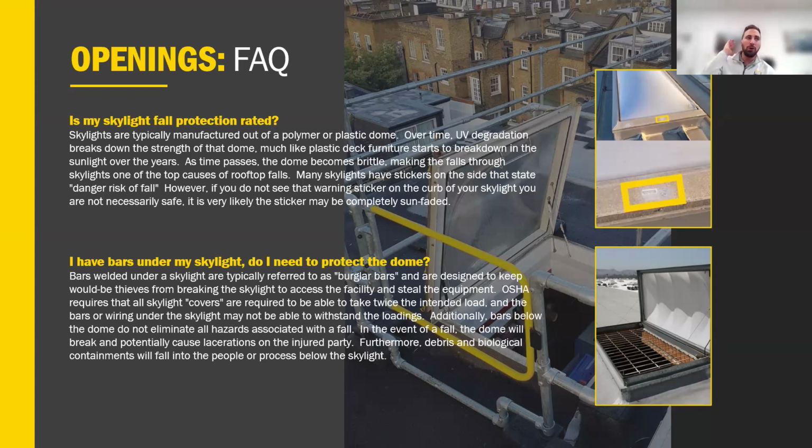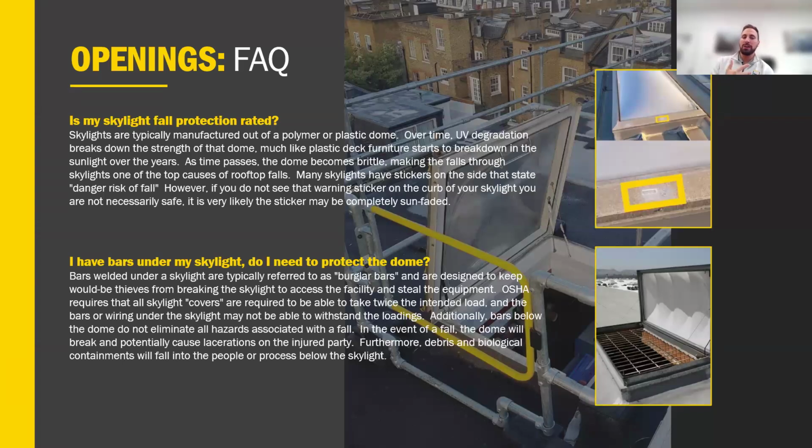But your typical dome skylight is made out of plastic, and that plastic breaks down and becomes brittle under UV degradation. One way to know if your skylight's fall rated or not is that it'll have a sticker that says danger, risk of fall. The only issue, as you can see in the photo I took in the field, is that sticker is made out of plastic. So that sticker burns up. So if you don't see the sticker and you don't see anything, it's probably because that's burned up and your skylight's becoming extremely brittle. The other question that I get is about the bars underneath the skylights. Are those considered fall protection?